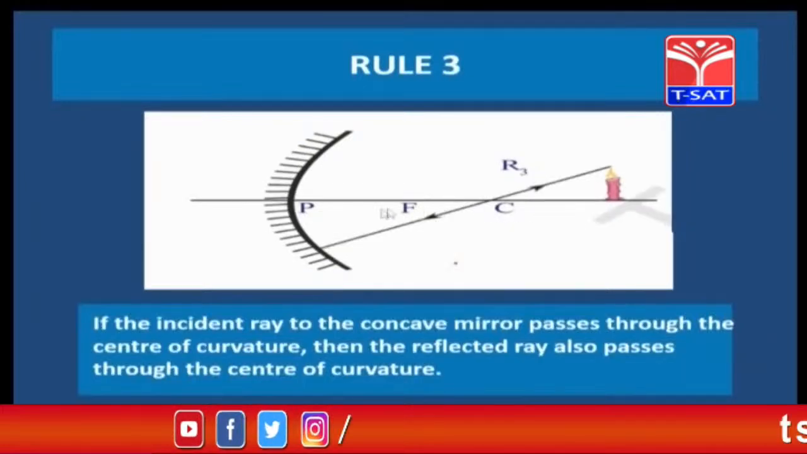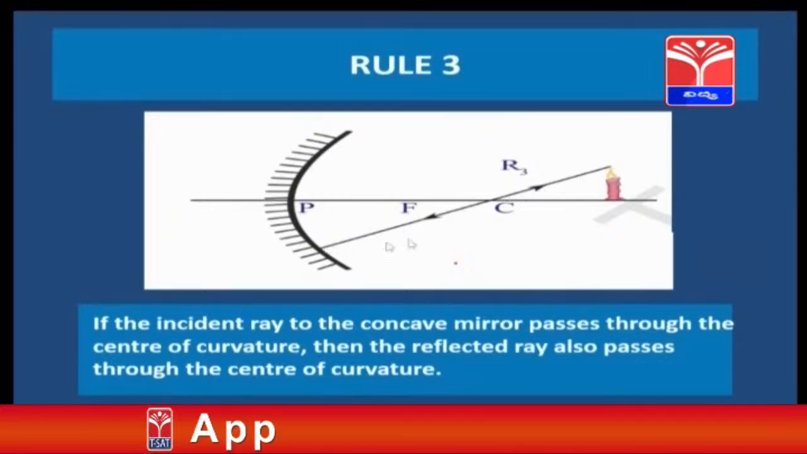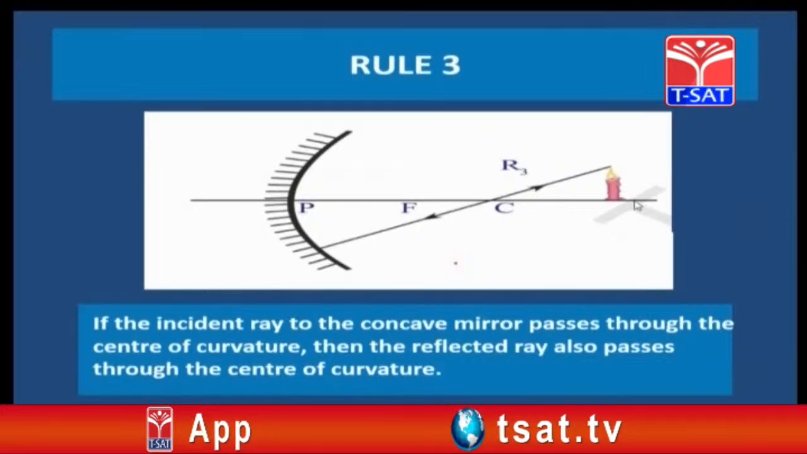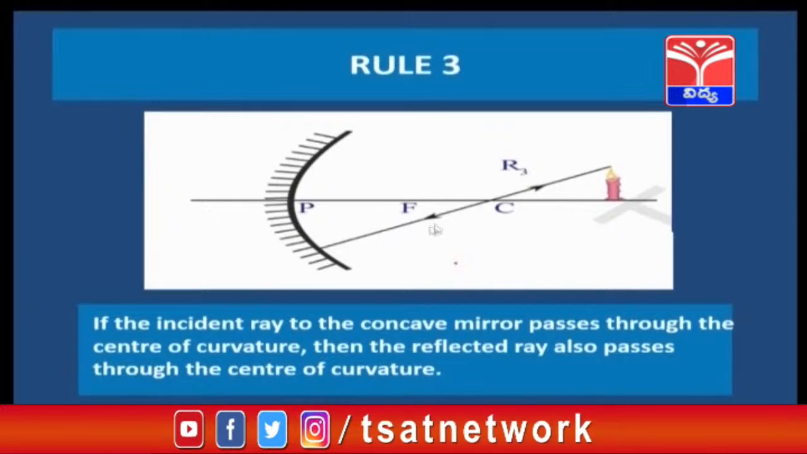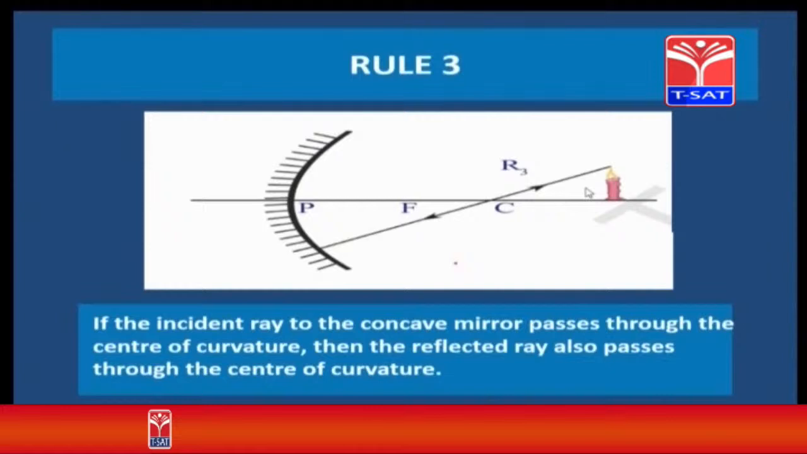Rule number 3 says, if the incident ray passes through the center of curvature, then the reflected ray also passes through the center of curvature. You can see a single line but 2 arrow marks. That means this is the incident ray and this is the reflected ray. Both travel on the same line. The reflected ray retraces the path of the incident ray. This is rule number 3.